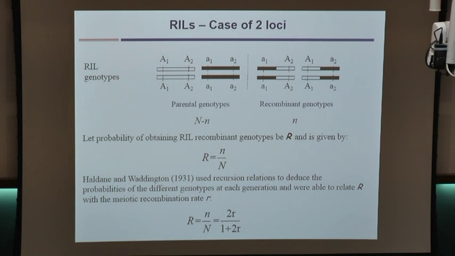So the work of Haldane, in summary, what he did was relate this capital R, which is the probability of getting these two recombined genotypes, to the small r, which is the probability of getting an odd number of crossovers between any two loci. The result is this: capital R is equal to 2r divided by 1 plus 2r. I want to spend about 5 minutes going through that derivation, which is not the original Haldane derivation, but a simpler derivation of that.